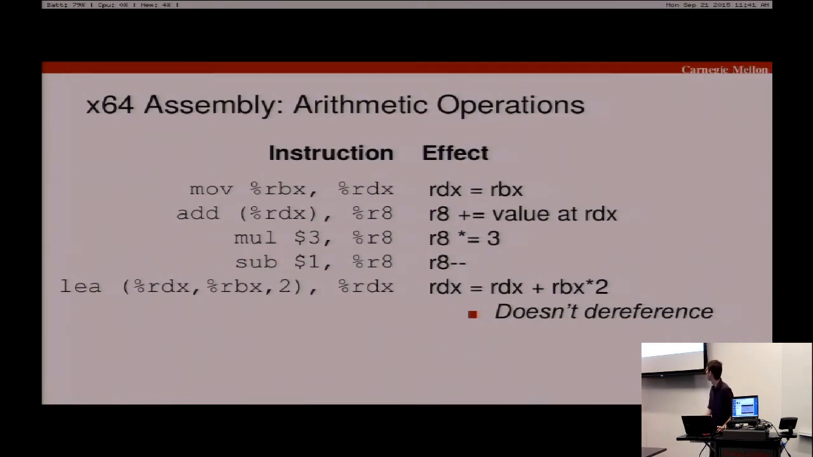So when you have these arithmetic instructions which have just 2 values, what it does is it takes the destination and does the arithmetic operation to it using the source. So what you get is a destination plus the value of the source. So in this case, R8 gets added to it whatever value is at RDX. And then the same thing with this multiply. So R8 is going to be multiplied by 3. And then we're going to subtract 1 from R8.